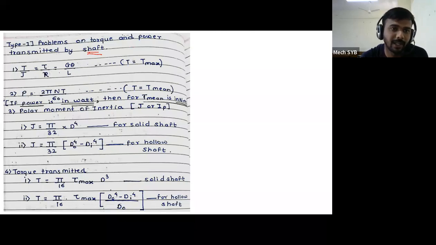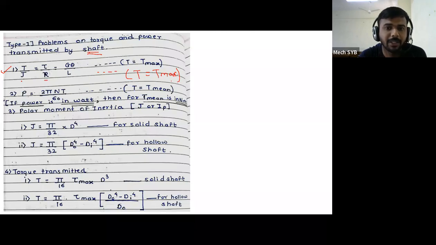So what is formula number 1? Here I have written the torsion formula: T upon J is equal to tau upon R is equal to G theta by L. First formula, take in your notebook. In front of that I have written: the capital T in the torsion formula is what we call T max. Whatever T is represented in the torsion formula, that T will be considered as T max, meaning the maximum torque value of the shaft.